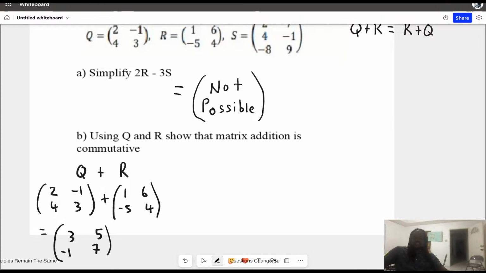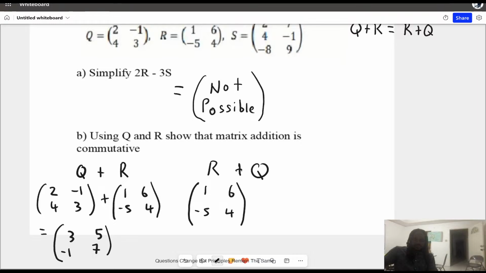Let us now check it the other way, R plus Q. And remember, commutative means it doesn't matter which way you switch them round, the answer is supposed to be exactly the same. Let's go again. So R: 1, 6, negative 5, 4, plus 2, negative 1, 4, and 3.